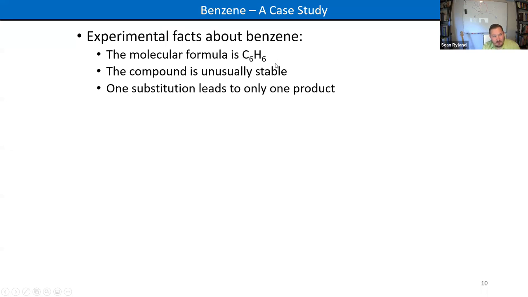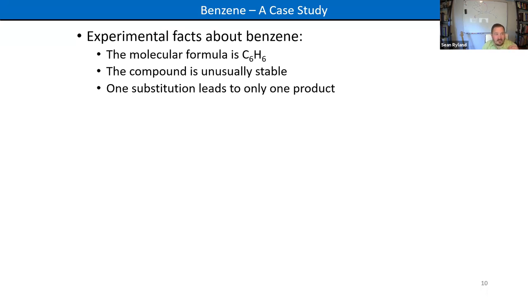But this really caused a problem when they looked at benzene. So in the mid-1800s, they didn't know what benzene was. They knew it existed. They knew its molecular formula was C6H6, and they knew it was really, really stable. They knew it was really, really stable because they could look at other compounds that had similar formulas, and they were all really, really reactive.